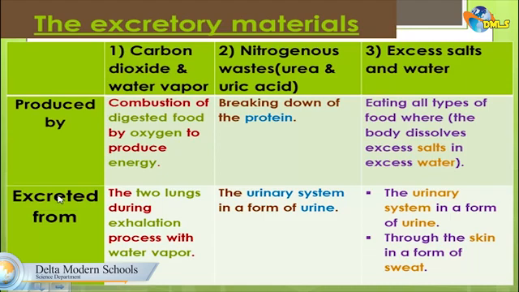Number three, excess salts and water. They are produced by eating all types of food, where the body dissolves excess salt and excess water. The urinary system excretes the excess salt and excess water in the form of urine, or we can expel them through the skin in the form of sweat.